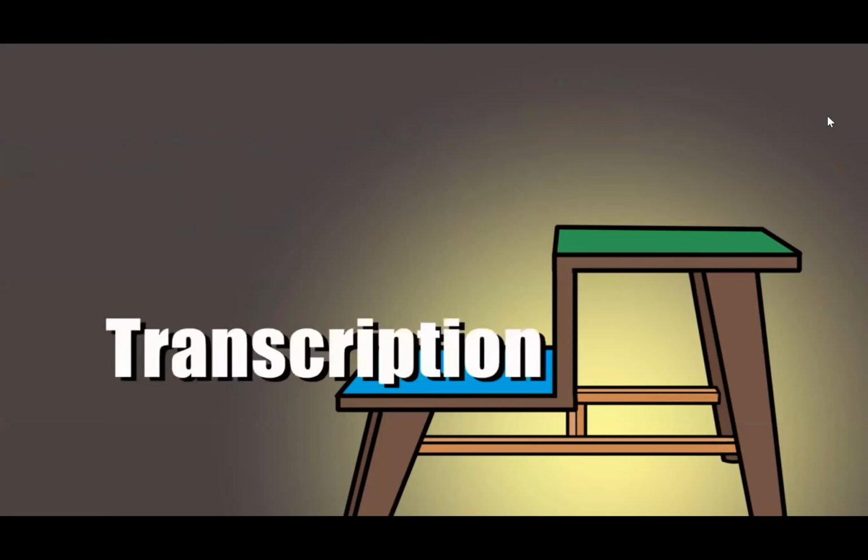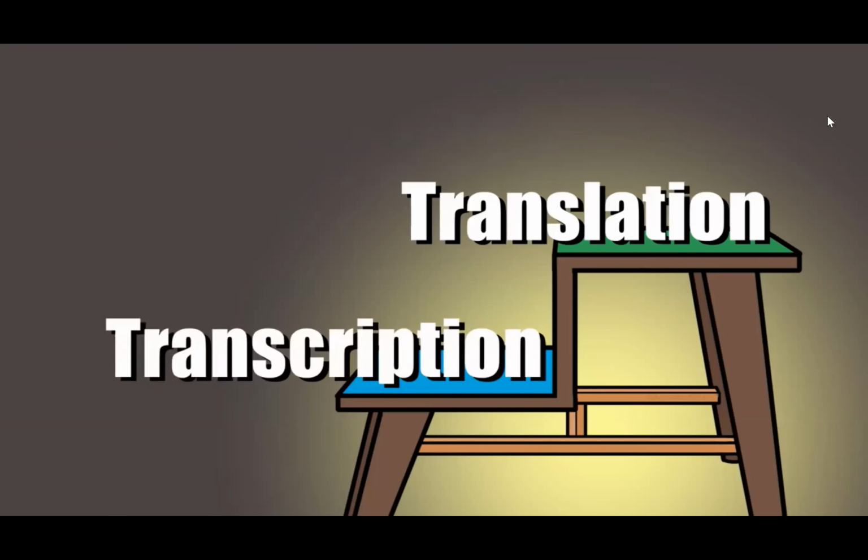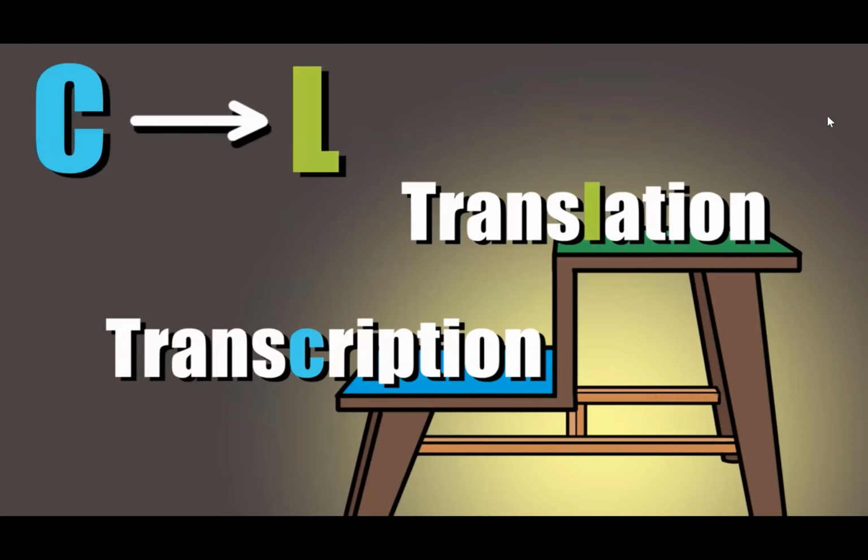One is transcription and the other is translation. Transcription has a C in it and translation has an L in it. I remember that C comes before L in the alphabet, which helps me remember that transcription comes first. I like a lot of alphabet mnemonics.